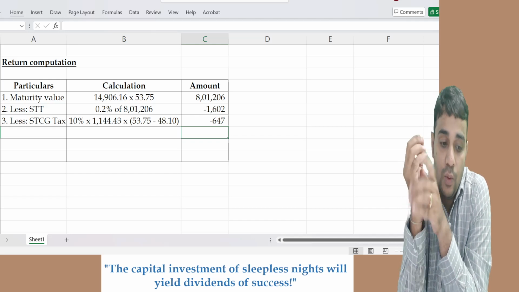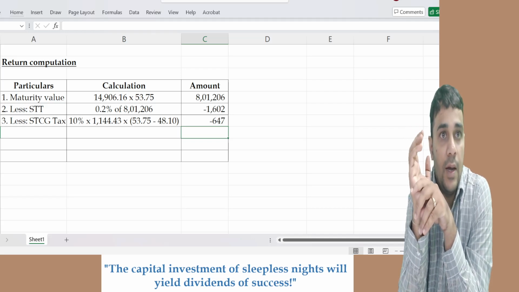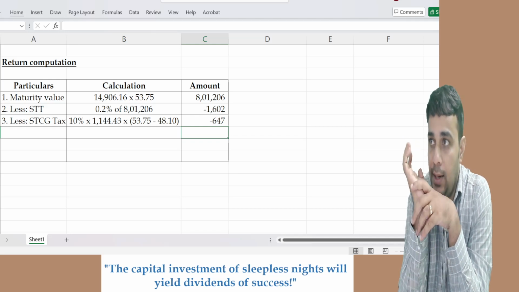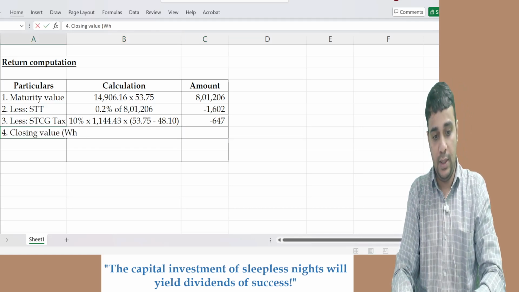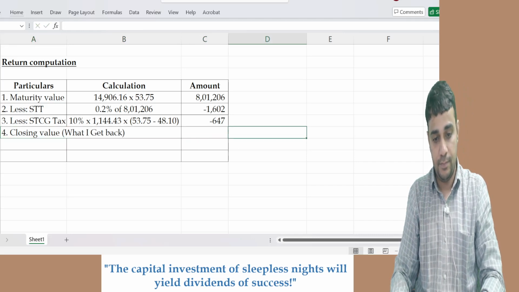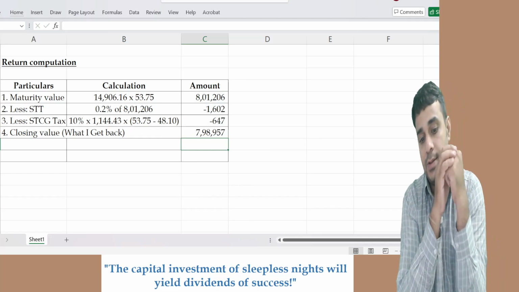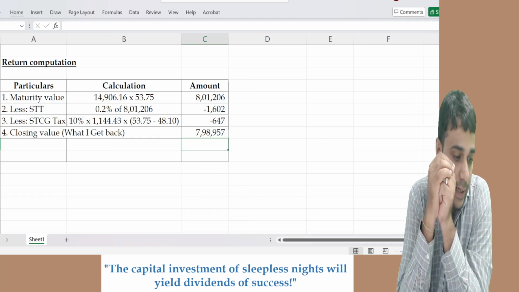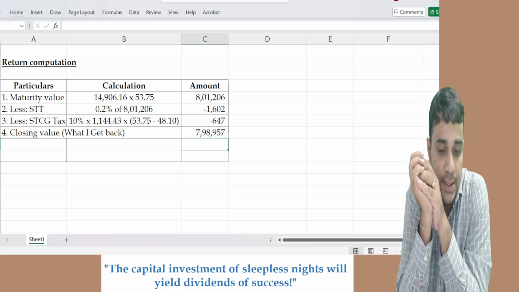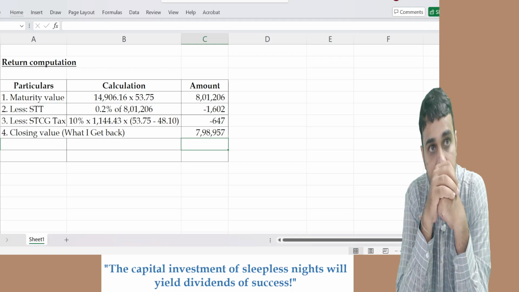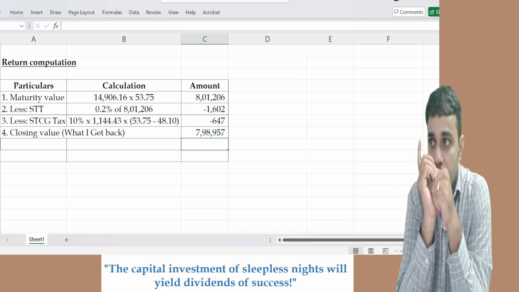Clear? Now, after subtracting this only, I get my closing value. My closing value is after these two subtractions. Any doubts in this? So, point number 4, closing value. Technically, what I get back: 7,98,957. Clear? Then I have to compare with what I give, which is 1 lakh rupees.